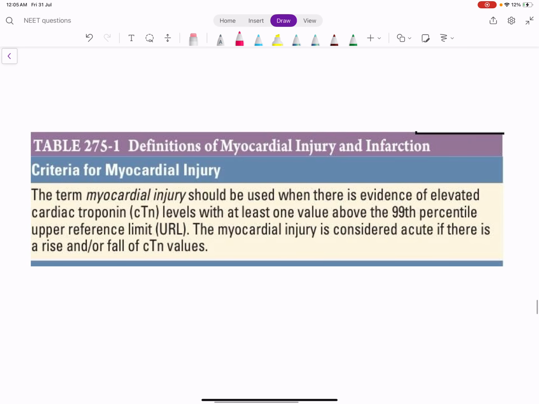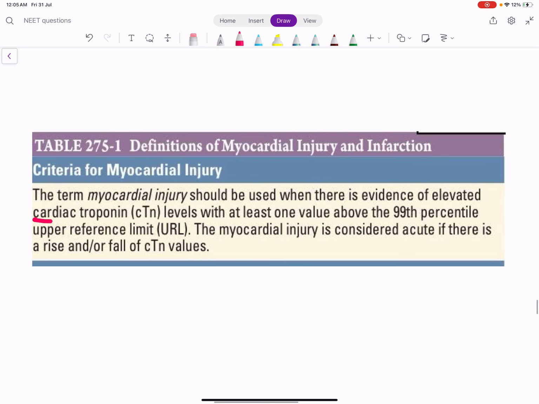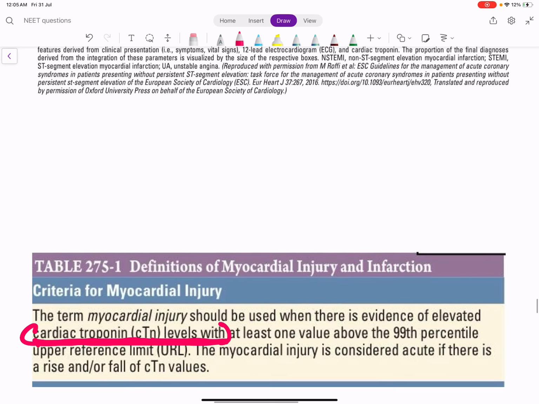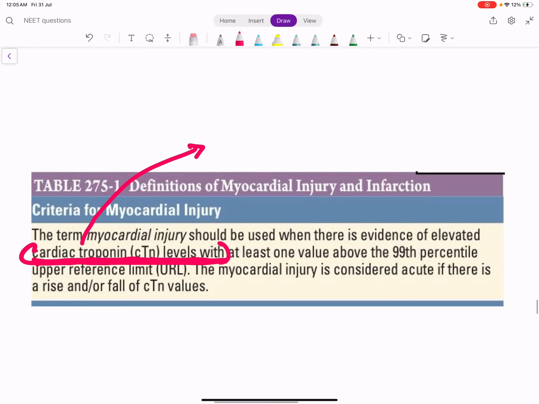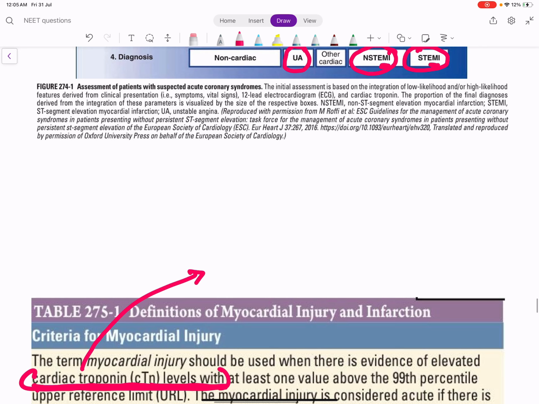Presence of myocardial injury or infarction means there should be elevated troponin levels. That is the criteria. Even if you don't understand the other things, there should be a rise of cardiac troponin levels. So when there is a rise of troponin levels and there is chest pain, based on whether ST is elevated or not, we say it is STEMI or N-STEMI.